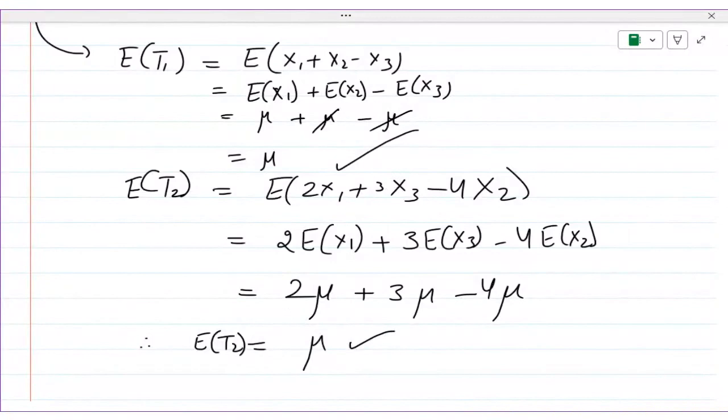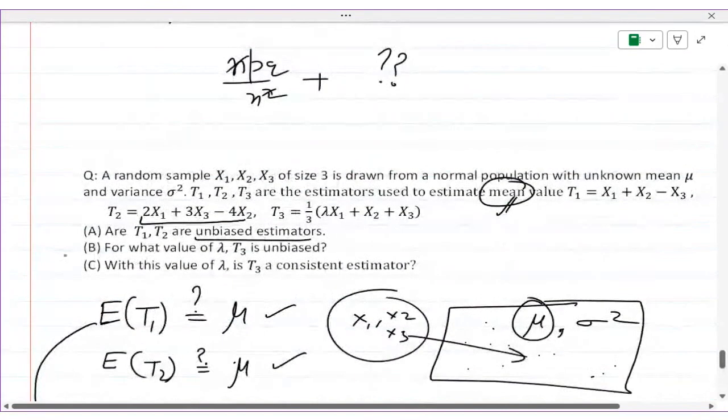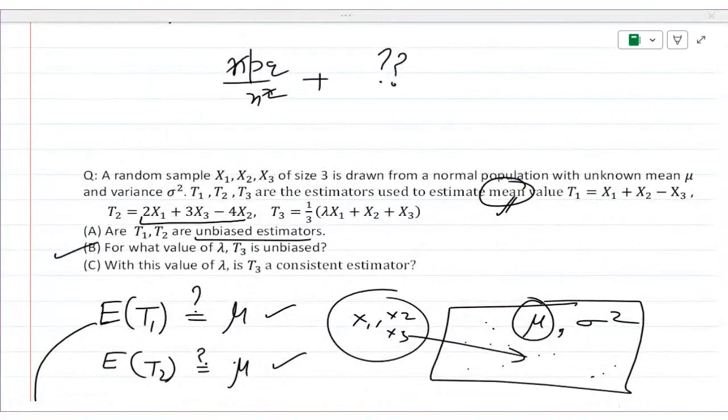Okay. Now students, I will suggest you to do the B part and tell me the answer of B part. I will give you this as an exercise, so tell me the answer.